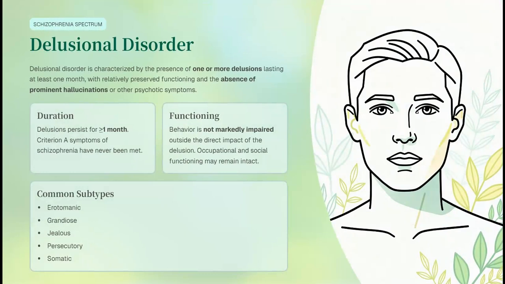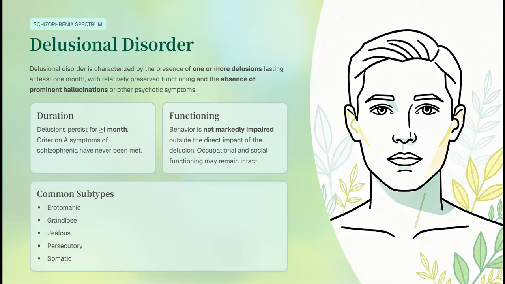And then there is delusional disorder. Delusional disorder is part of the schizophrenia spectrum, but it's distinct from schizophrenia itself. The key defining feature: 1 or more delusions lasting at least 1 month. That's the minimum threshold. Critical distinction for this one. There's no prominent hallucinations or other psychotic symptoms like disorganized speech or behavior.